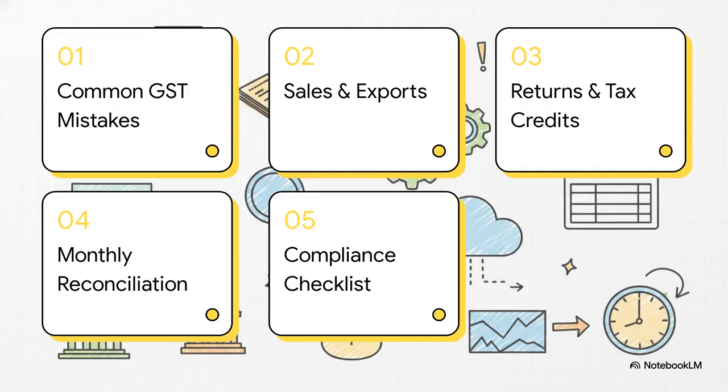Here's our quick roadmap for today. We've got 5 sections to get through. Common GST mistakes, then sales, exports, and refunds, followed by returns and tax credits, reconciling your monthly data, and we'll wrap it up with the ultimate compliance checklist.